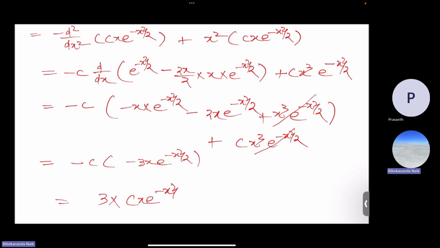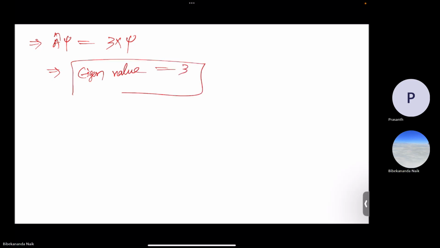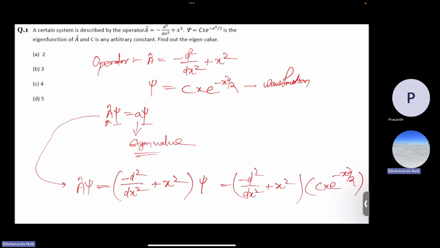So if you see here, this C x e to the power minus x square by 2 is nothing but the wave function. So we can write A cap psi equals 3 into psi. So the eigenvalue for this particular wave function is 3. So the correct option will be option B, which is 3. So is this clear to you?